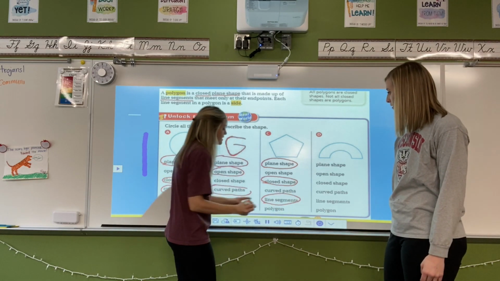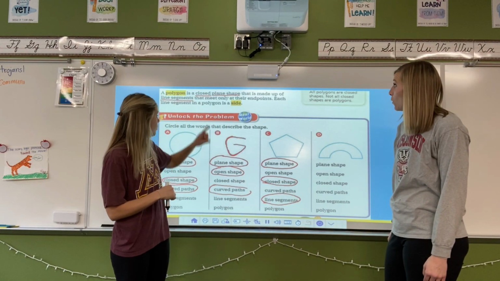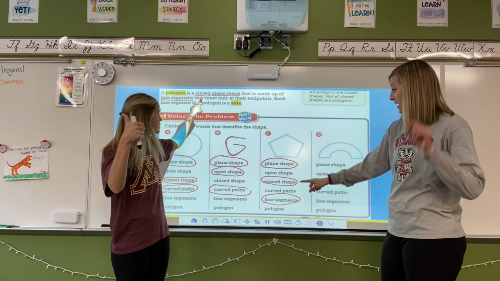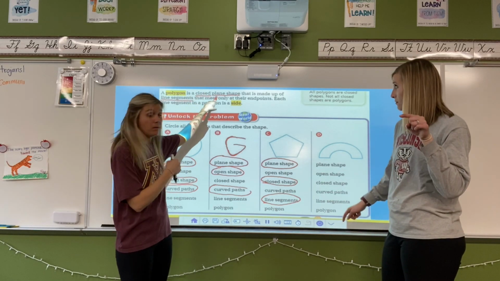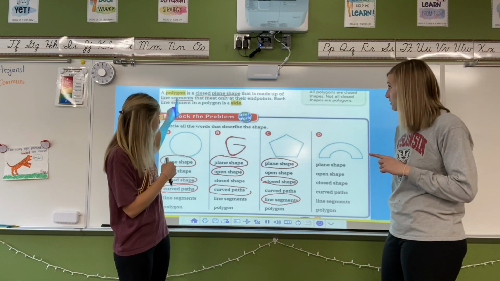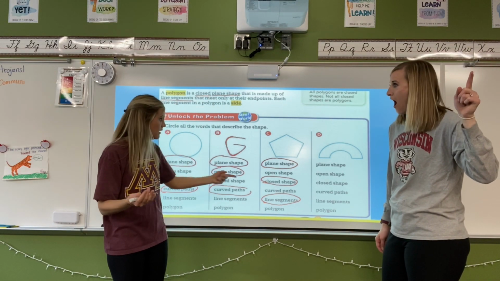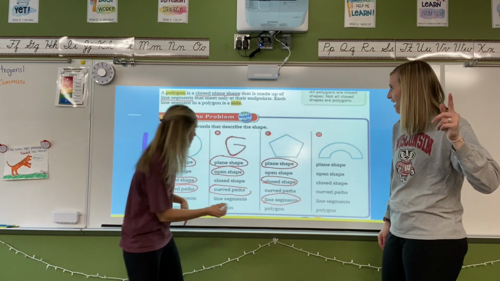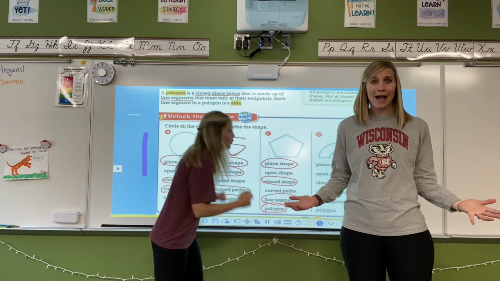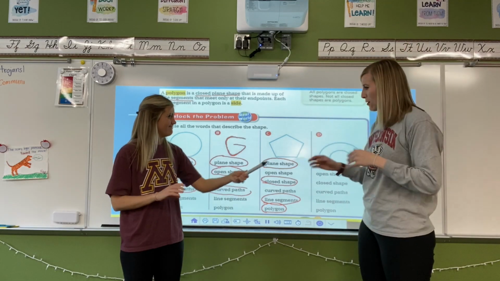So now I need to decide, is this a polygon? Well, let's see. It's closed. Check. It is a plane shape. Check. And it has line segments. Check. So yes, this shape right here is a polygon. We got our first polygon. Woo woo. Oh yeah.